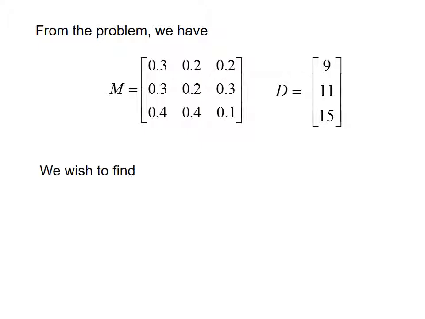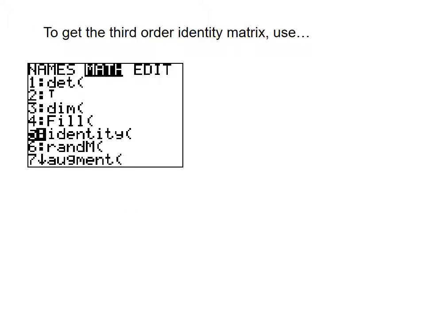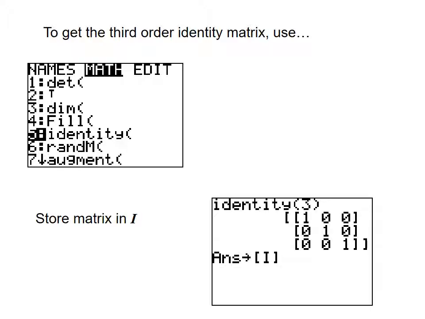On the formula sheet, you have the formula that we need to find the total demand. Now, since our technology matrix is 3-by-3, then our identity matrix needs to be 3-by-3. We can either enter that directly, or we can use our calculator to generate it. If you go to the Matrix Math menu, you notice number 5 says Identity. If you choose number 5 and type a 3 after it, you get the 3-by-3 identity matrix. You can then store that using the STO key in Matrix I.